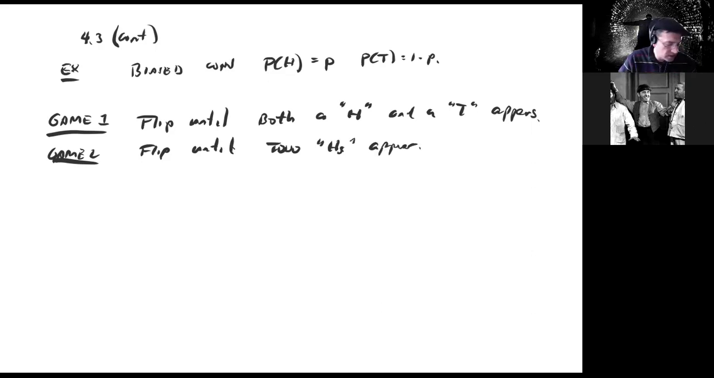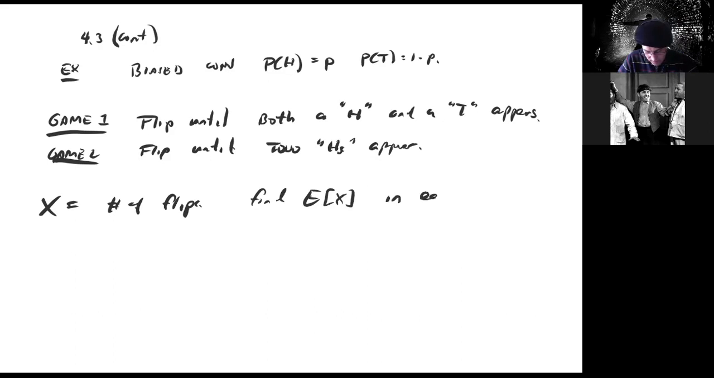And so I want to compute the expected value of the following random variables. So X will be the number of flips it takes to stop the game. Okay, so find the expected value of X in each case, in each game.